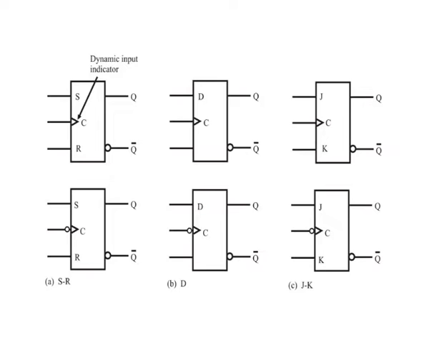Although the SR flip-flop is not available in IC form, it is the basis for the D and JK flip-flops. Notice that each type can be either positive edge triggered or negative edge triggered. The key to identifying an edge-triggered flip-flop by its logic symbol is the small triangle inside the block at the clock input. This triangle is called the dynamic input indicator.